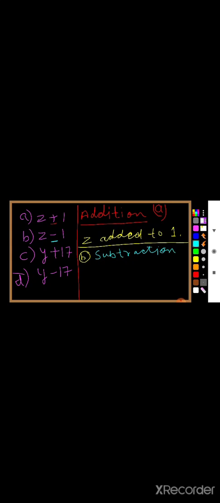And how is this formed? Here it is 1 subtracted from what? From z. So you will write 1 subtracted from z. Make sure whenever we have to write like this, it will be 'from z'. Okay. So it is 1 subtracted from z.